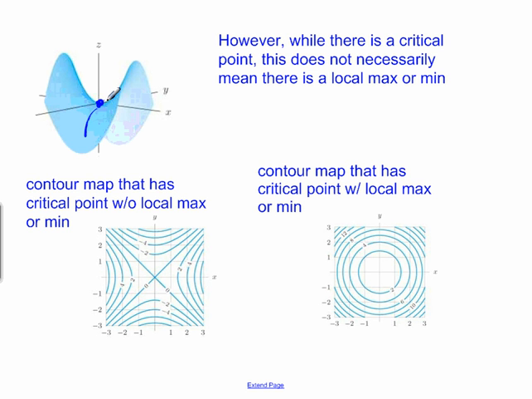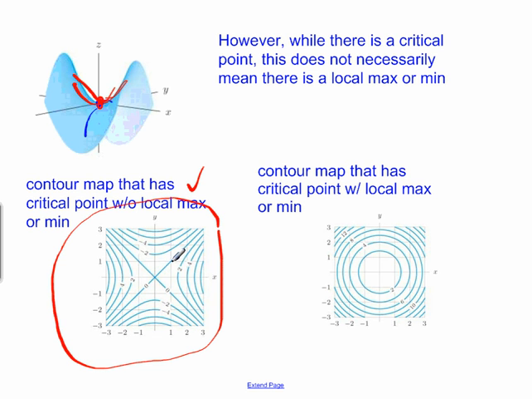It's when both f partial x and f partial y equal 0. But we notice that it's neither a max nor a min. So sometimes when we find critical points, it'll be a max. Sometimes it will be a min, and sometimes it won't be either. And here is what a contour map looks like when it's neither. What we see is that we've got this value of 0 and 0, and we don't have the concentric circles, which are features of a max or min.